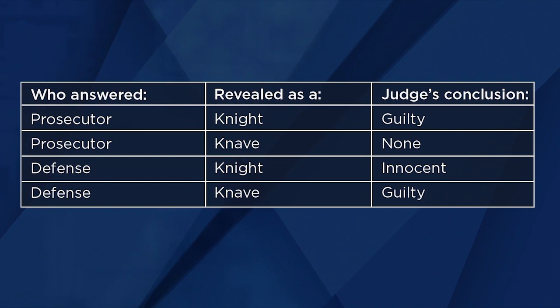Let's record these findings in a table. The key point is that if the defense attorney had answered, then the judge would know if the defendant were guilty or innocent, but if the prosecutor had answered, he might not have known. That's as far as we can go with the first part of the story.